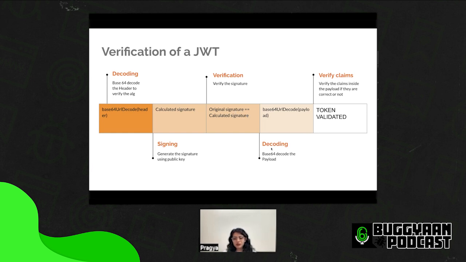Once this is done, we will also decode the payload and then verify the claims inside the payload if they're correct or not. And once we're done with all these steps, our token gets validated because we have verified the claims which are there in the payload section, and we have also verified the signature, that nothing was changed in between during the communication, nothing was changed in the token. And this is the correct token, legitimate token. So we have verified all those things.